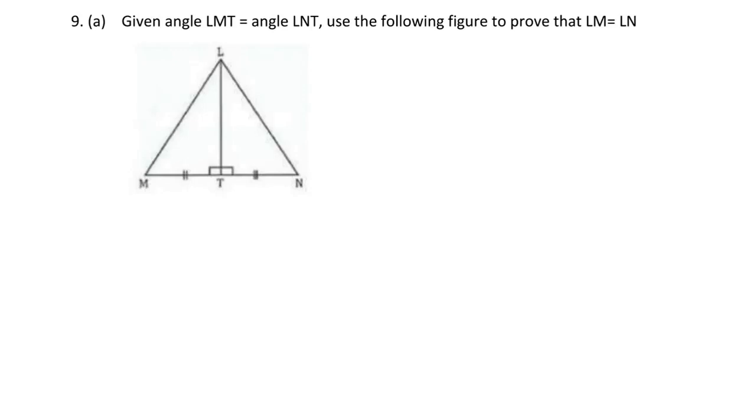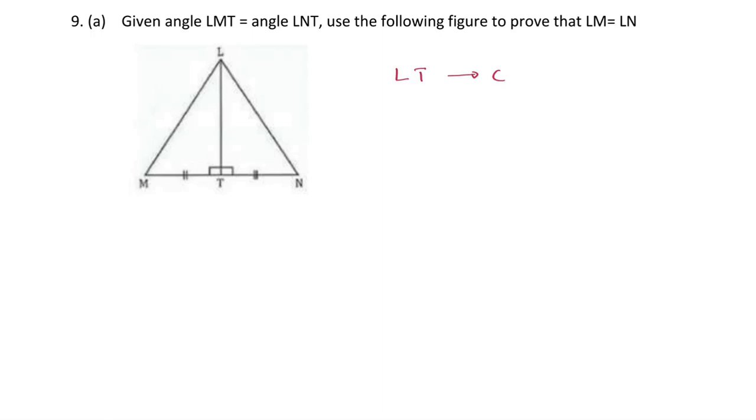Question number 9, part A. Given angle LMT equals angle LNT, use the following figure to prove that LM equals LN. So we've been given the figure there. Okay, so this is the congruent problem. From the figure, we can see that line LT is common for both triangles.